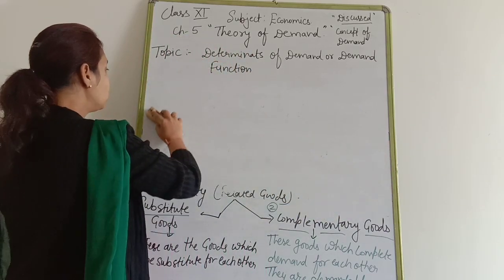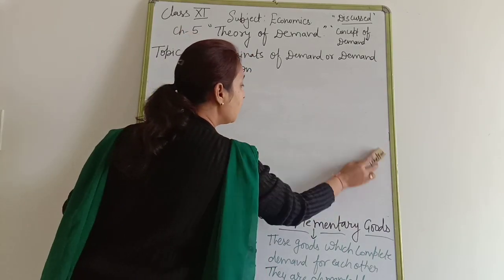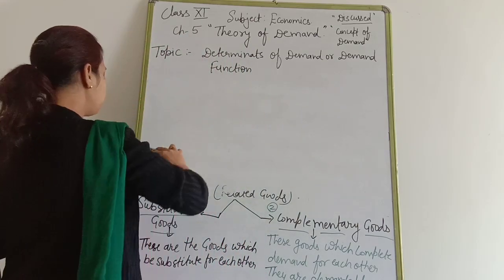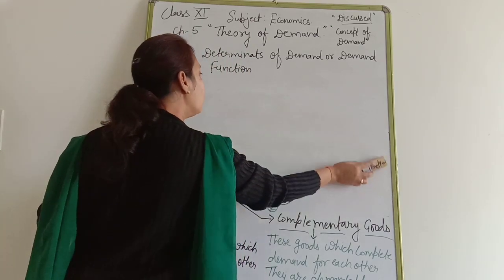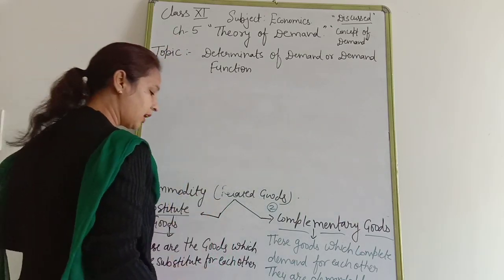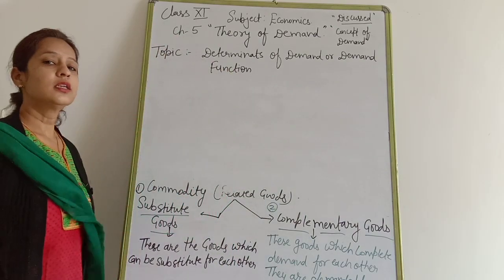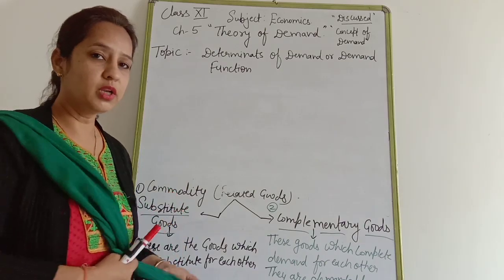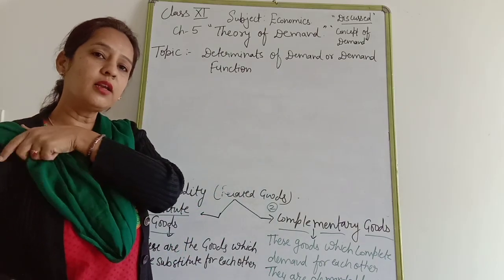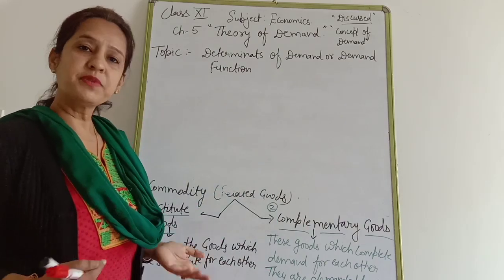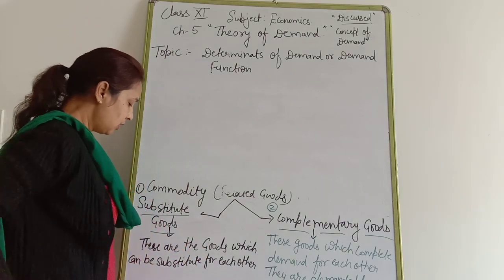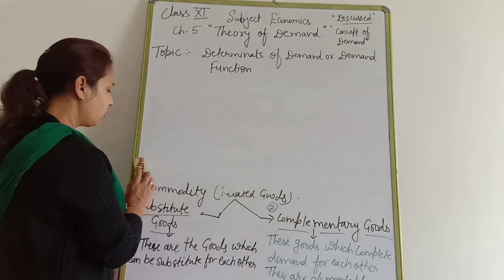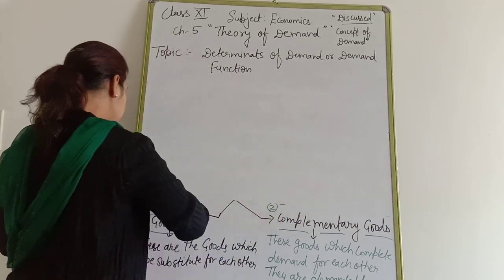In substitute goods, we are substituting one commodity for another. It means if I am not going to find tea, then I can go for coffee. That kind of goods are known as substitute goods. If I am not going to find ink pen, then I can go for ball pen. Pepsi and Coke, that type of goods are known as substitute goods. So we are going to discuss how it is related.